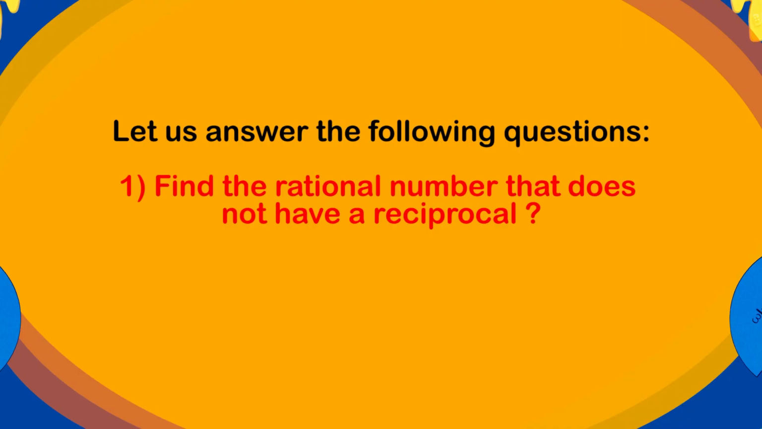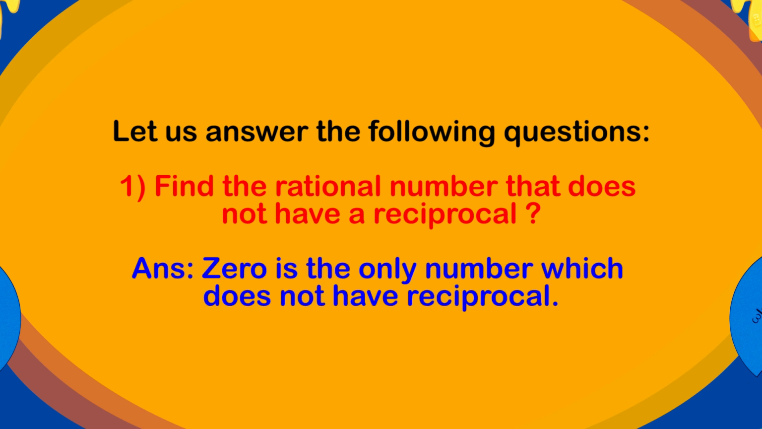First question is, find the rational number that does not have a reciprocal. Answer is 0 is the only number which does not have a reciprocal.